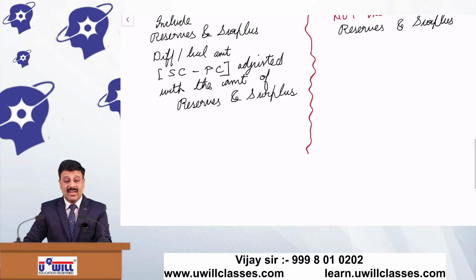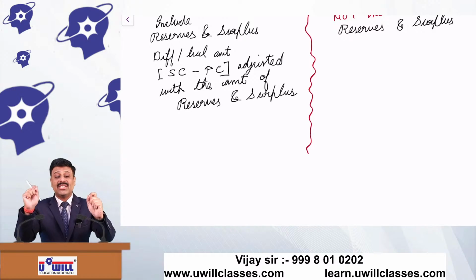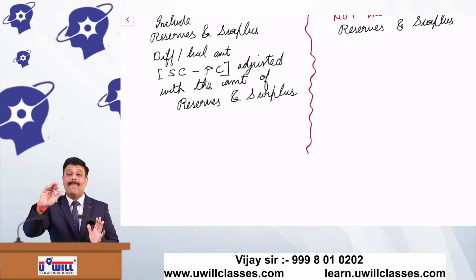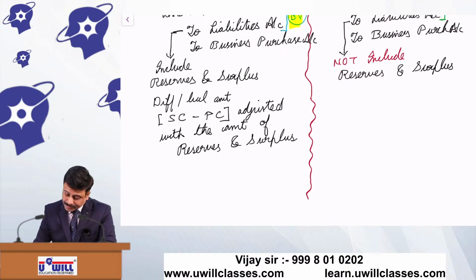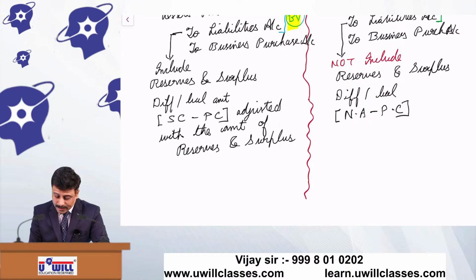But this is an important difference, that in case of pooling of interest, the difference amount between share capital and purchase consideration is to be adjusted with those reserves and surplus only, and balance reserves will only be credited in the journal entry. Whereas here, any difference amount or balance amount, which difference or balance? Net assets minus purchase consideration, not share capital. There's again a difference, note it down. Here we compare share capital with purchase consideration. Here we compare net assets with purchase consideration.